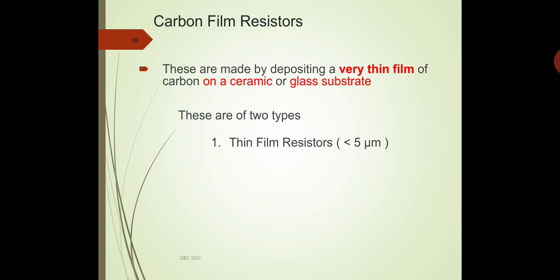One is thin film resistor, where the coating or the carbon film deposited on the circumference of a ceramic rod or tube is less than 5 micrometers. These things are called as thin film resistors. Then thick film resistors, where the carbon coating or layer deposited on the surface is above 5 micrometers thick.